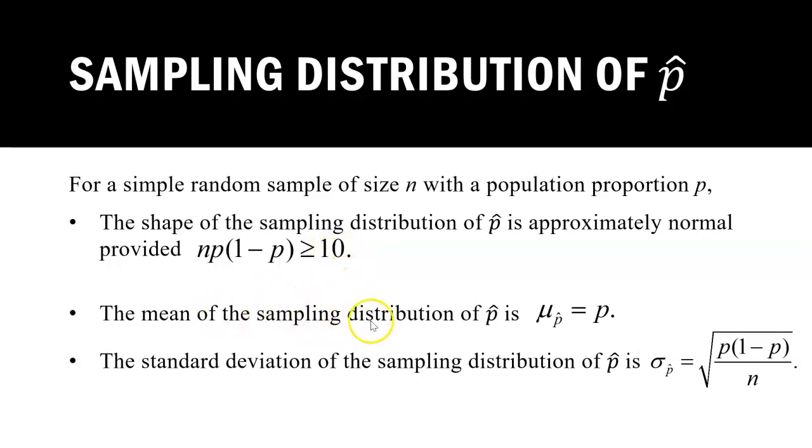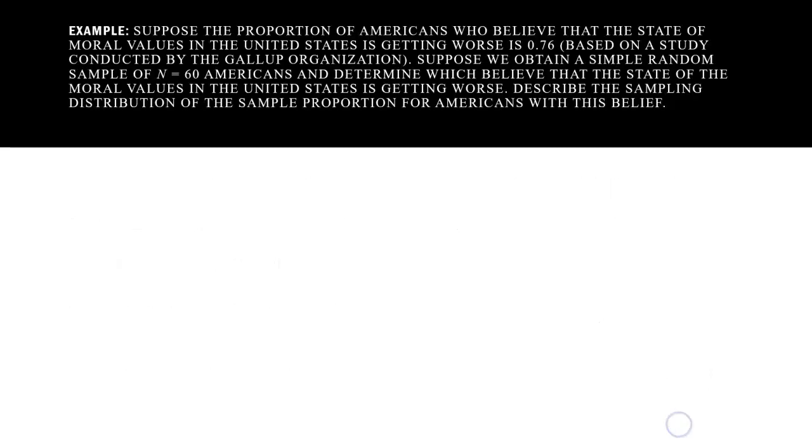All right. Also, the mean of the sampling distribution of p hat is equal to p. So the mean of the sampling distribution of your sample proportion is equal to p, which is your population proportion. And then the standard deviation of the sampling distribution of p hat is found by taking the square root of p times 1 minus p, all divided by n. All right, so let's use this on an example.